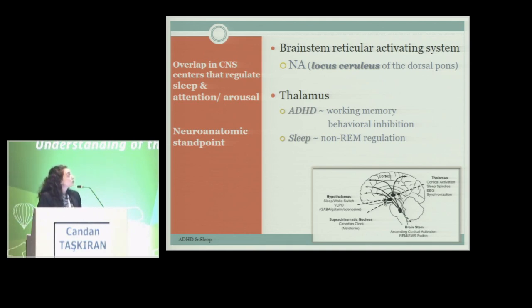When we take a closer look at ADHD from the neuroanatomic standpoint, you will see that the locus coeruleus is quite important, and the thalamus is important in terms of working memory and behavioral inhibition in ADHD, and it is also important for non-REM regulation in sleep.